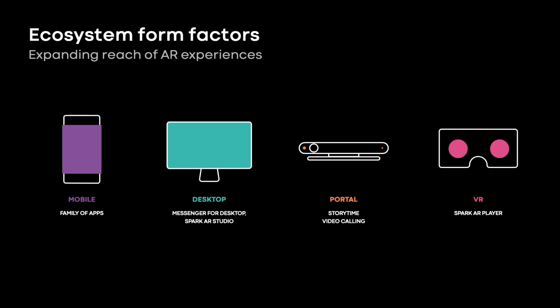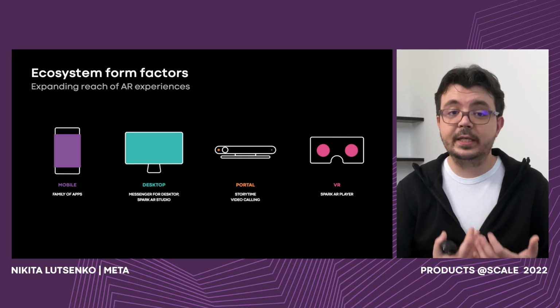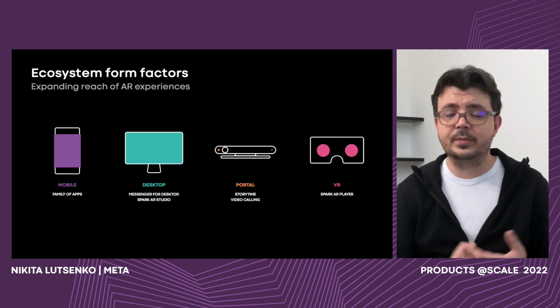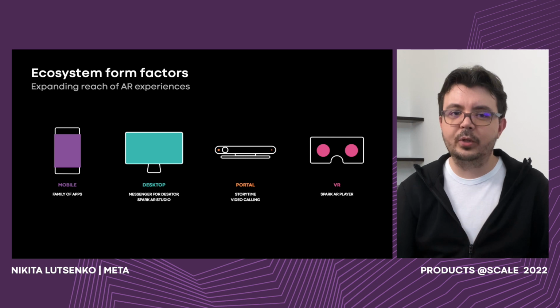On the far left, you have mobile with the family of apps. This is where we've started. This is where you've seen the most of your experiences today, in Facebook, Messenger, and Instagram, and multiple other apps. But this is where the first form factor comes in. Next one, much bigger, not as portable: desktop. Messenger for desktop as well as Spark AR Studio are prime examples of that amongst multiple others. This is where we have a much bigger display, much more advanced hardware, but it's not a portable device, so some of the AR experiences are actually not available, or they're different.